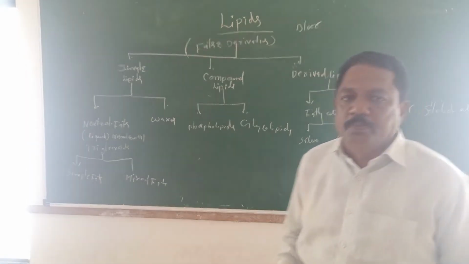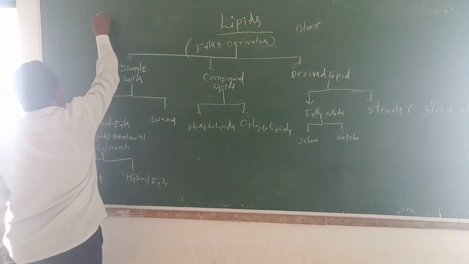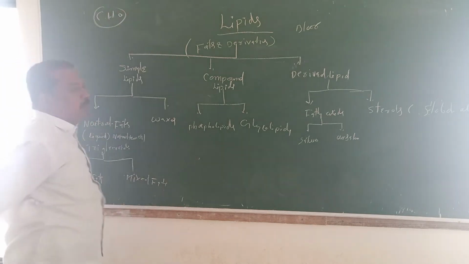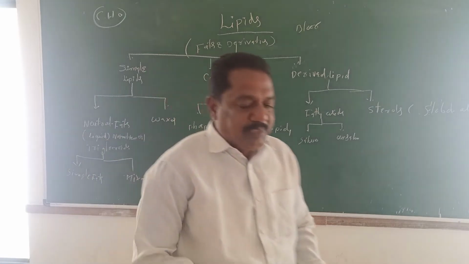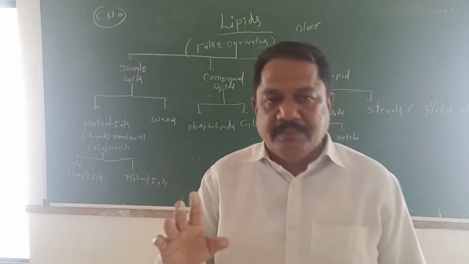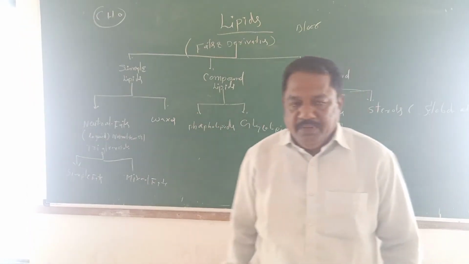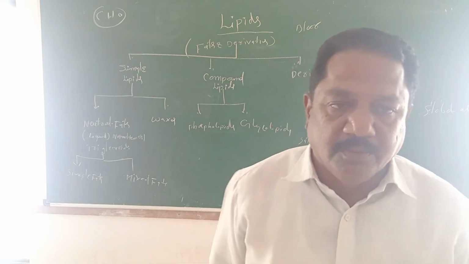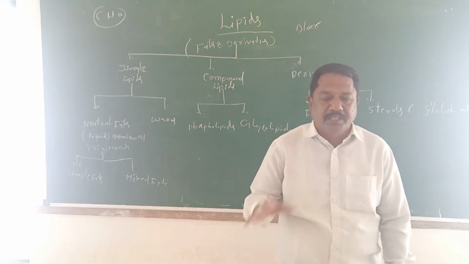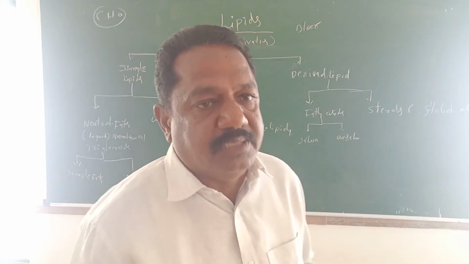So lipids are also made of carbon compounds. You already know carbon, hydrogen, oxygen. Only three important elements are present in lipids. You know already in carbohydrates only three elements, carbon, hydrogen, and oxygen, are present. In a similar pattern here also, only carbon, hydrogen, oxygen are present in lipids. So through these three elements, numerous substances are formed.